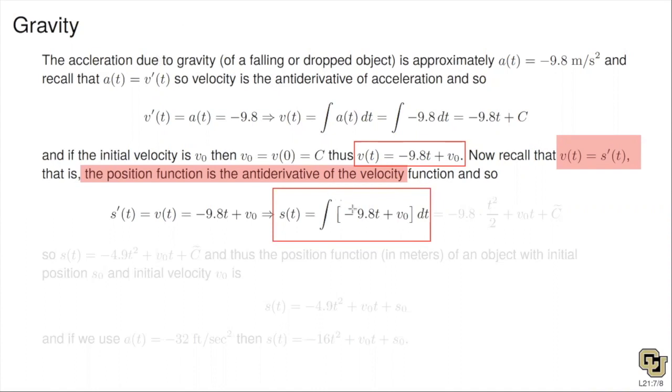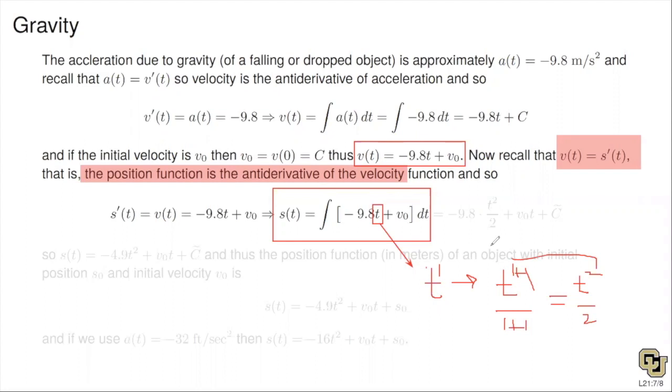So the negative 9.8, we just copy. It's a constant. What we're doing is taking the antiderivative of t. Let's think this all the way through: this is t to the first power. When you do the antiderivative, the rule is you go n plus 1 divided by n plus 1. So here the antiderivative would be t squared over 2.